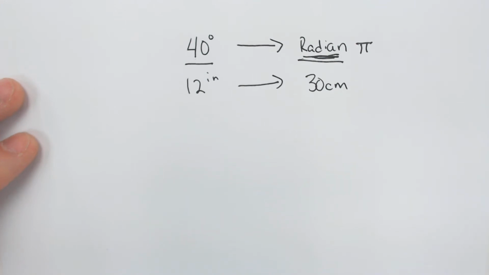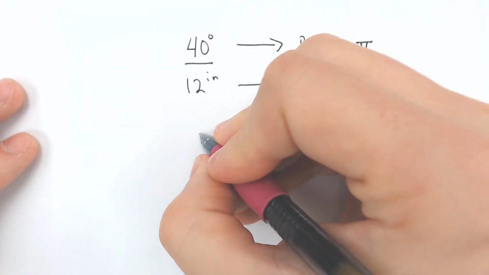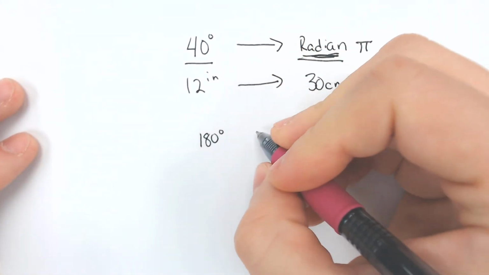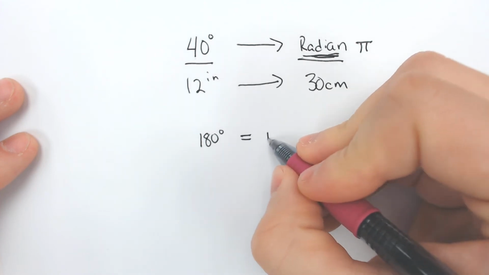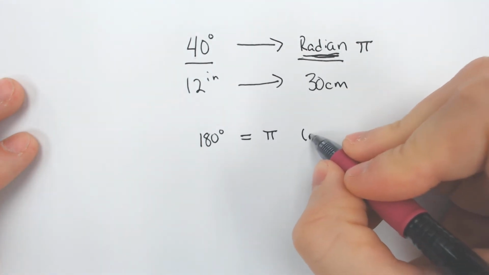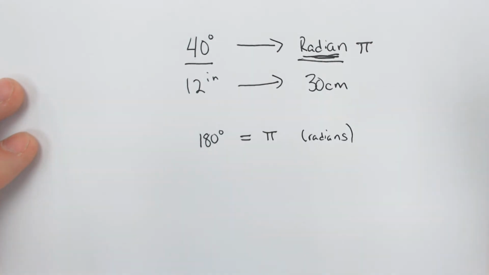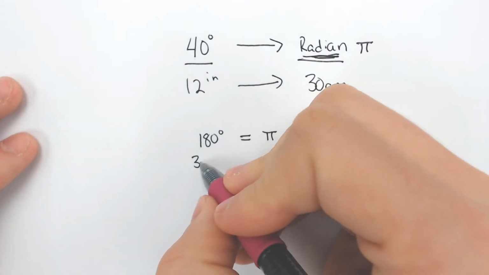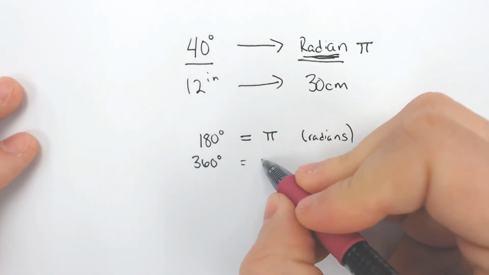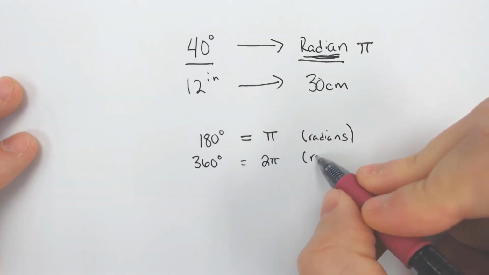So with that in mind, the conversion is 180 degrees is equal to pi in terms of radians. Okay? Which means 360 degrees is equal to 2 pi in terms of radians.